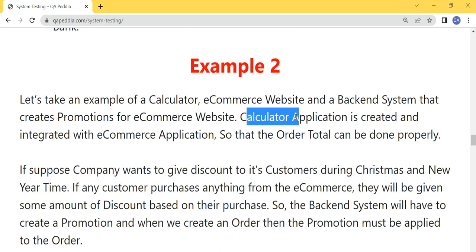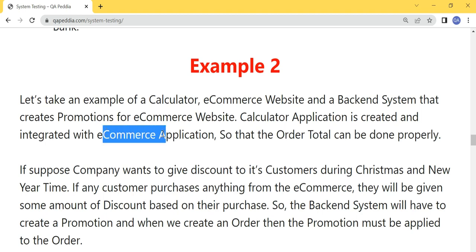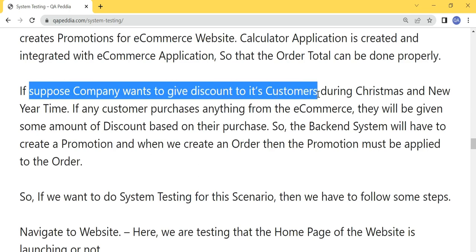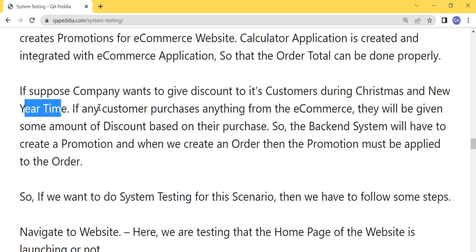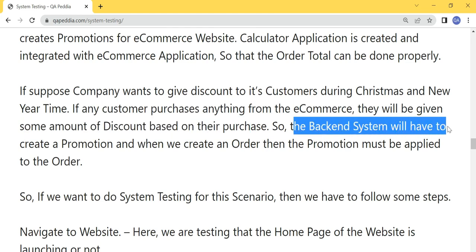So what will this calculator application do? Calculator application will calculate the order total. So order total calculations can be done in the e-commerce application with the help of this calculator. And then suppose the company wants to give some discount to its customers during Christmas and New Year time. So at that time, what will happen? If any customer purchases anything from the e-commerce site, then they will be given some discount based on their purchase. So there will be a backend system that will be creating a promotion.